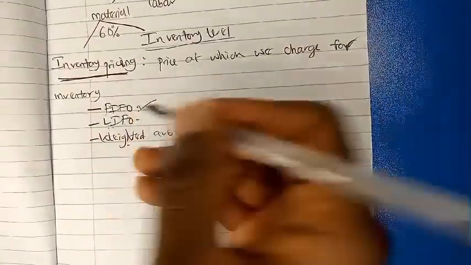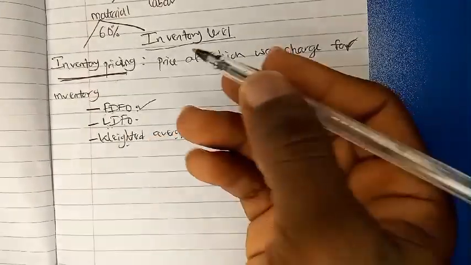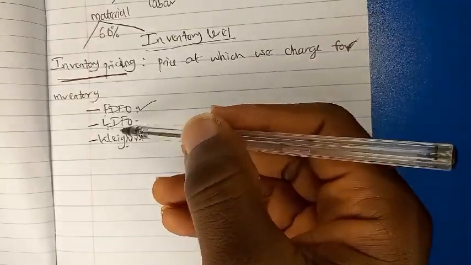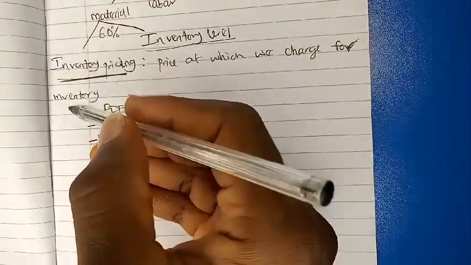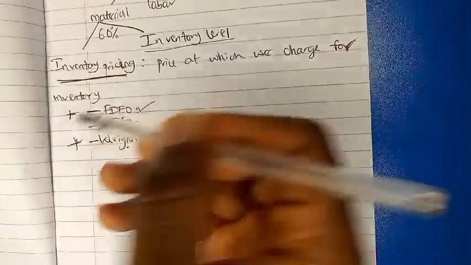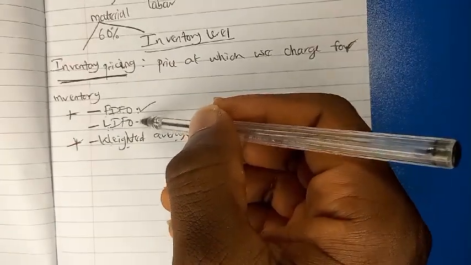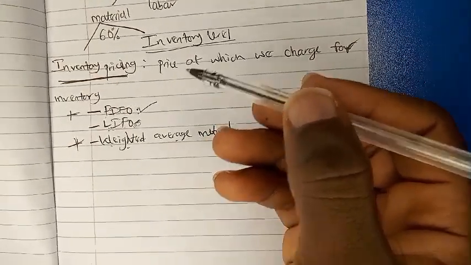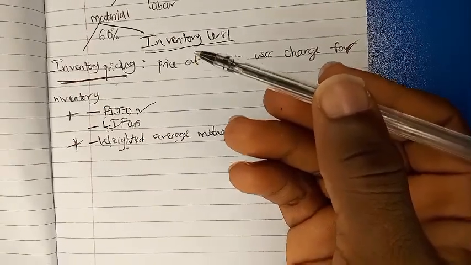Now, first in first out dwells on the fact that any goods we bought first are what we are going to sell first, while last in first out dwells on the fact that the last inventory we bought is what we are going to sell first. Actually, most business organizations use FIFO and the weighted average method. But for examination sake, we will consider LIFO. So let's take a practical question so you understand what I mean by FIFO, LIFO, weighted average method, and all of that.